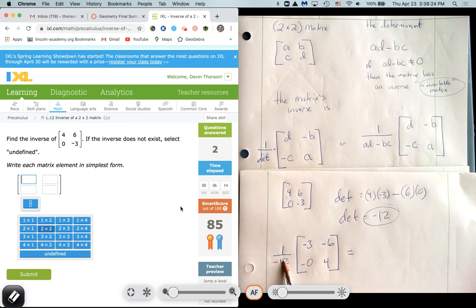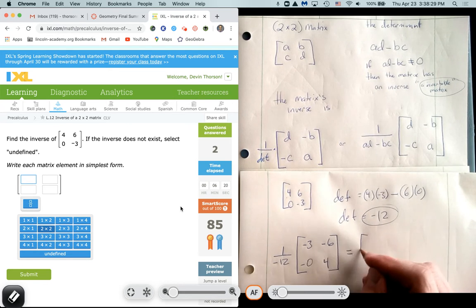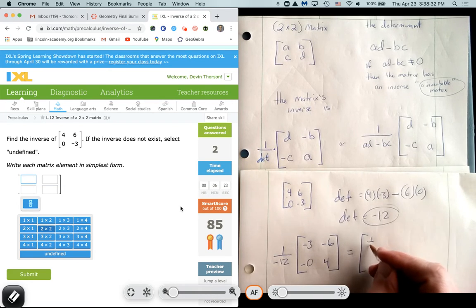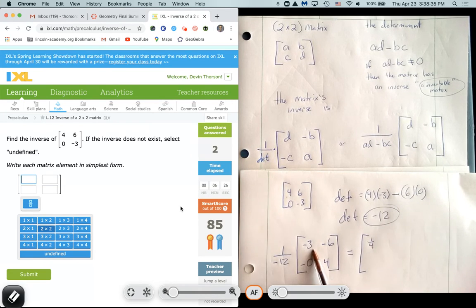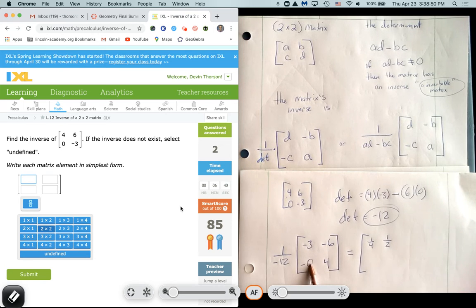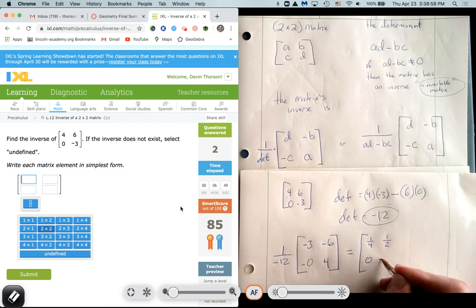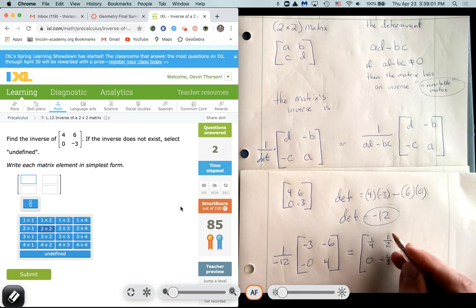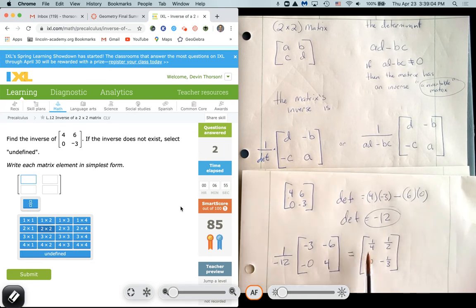Now I'm going to distribute in. So I have that -3 times the -1/12, which gives me that first element is a positive 1/4. And yes, by all means, reduce. 3 over 12 is 1/4, and the negatives make it positive. -6 times a -1/12 is going to be a positive 1/2. 0 times any number is 0. And then -1/12 times 4 will be a -1/3. And there is my inverse of that matrix.